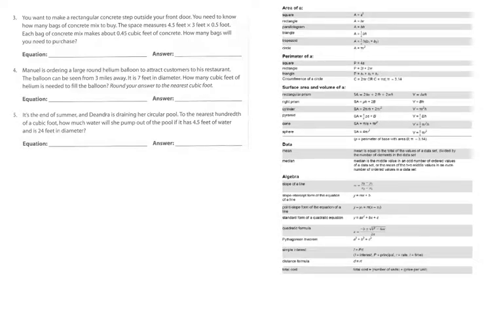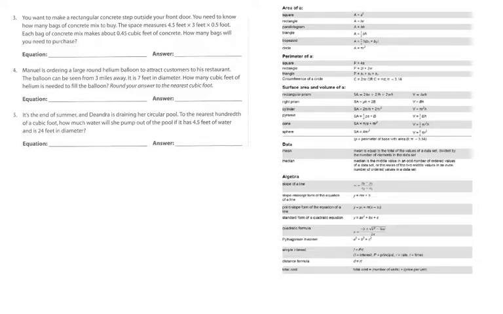Alright, let's look at number 3. You want to make a rectangular concrete step outside your front door. You need to know how many bags of concrete mix to buy. The space measures 4.5 feet by 3 feet by 0.5 foot. Each bag of concrete mix makes about 0.45 cubic feet of concrete. How many bags will you need to purchase?